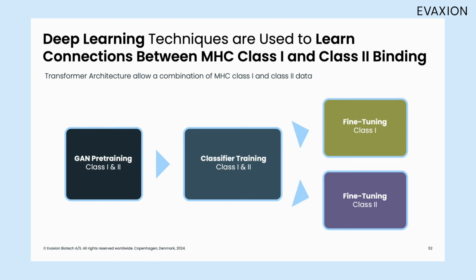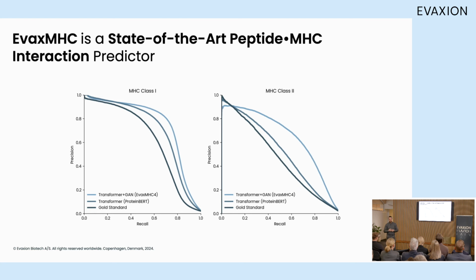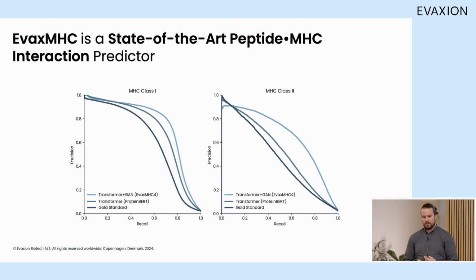As you can see, we have our starting point framework, and then we add this transformer, and we get better. And we get better for both. And then we add this generative adversarial network, and we get better for class 1, and a lot better for class 2. So you can really see that the area between the curves is quite large. And that is really significant because it's a much more complicated challenge to predict these class 2 bindings.